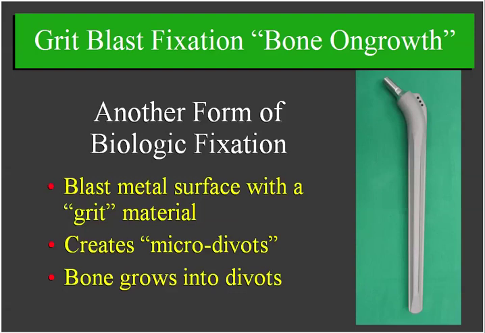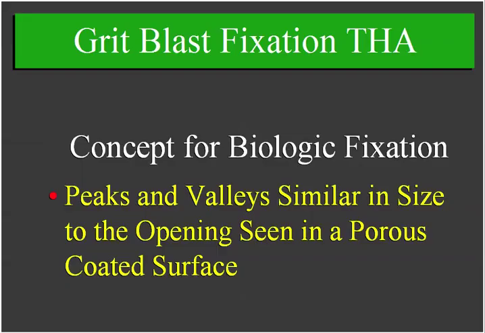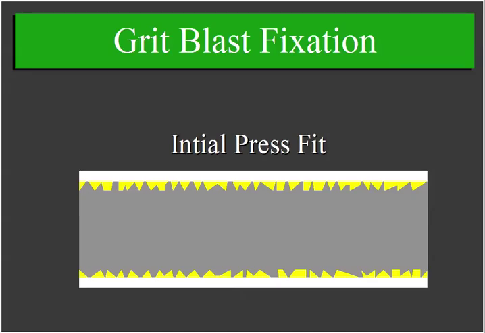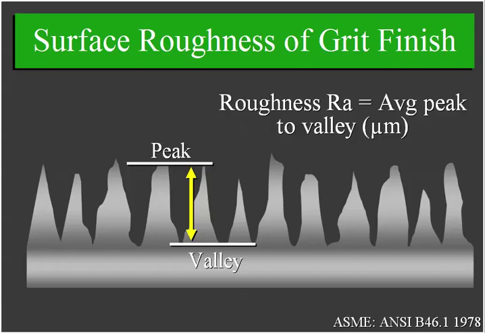Another form of fixation is bone on-growth. It's a surface process where you blast the metal with a grit surface, either with glass beads or hydroxyapatite. It creates micro divots, and the bone grows into those divots, and you get a surface apposition of bone. The peaks and valleys of the divots are similar in size to the opening seen in a porous-coated surface. The bone grows into those valleys, providing a micro-interdigitation. So this is an example. Here's your grit-blasted stem. The bone then grows into it and makes it stable.